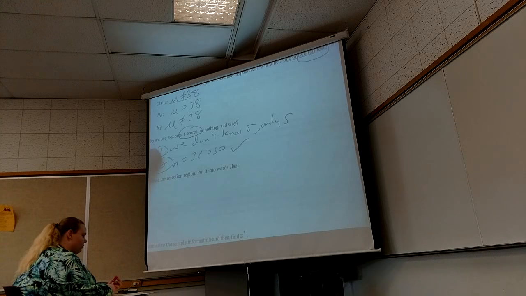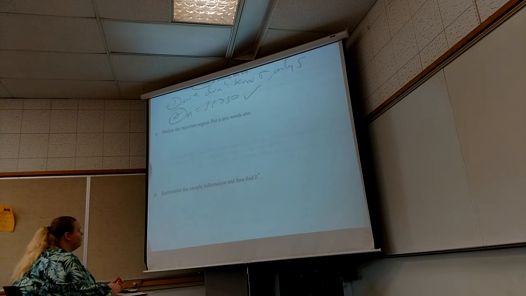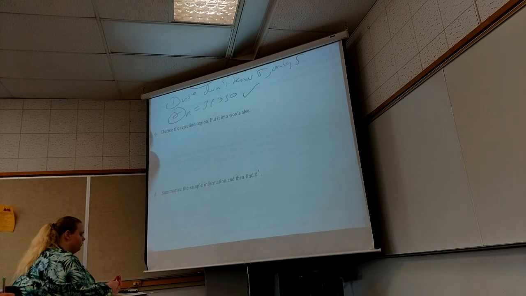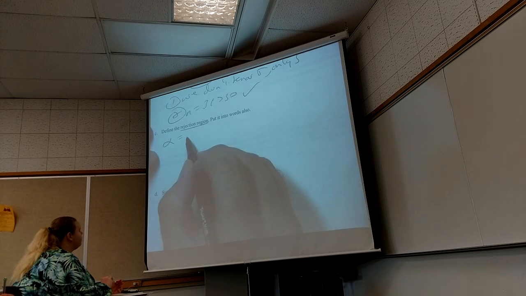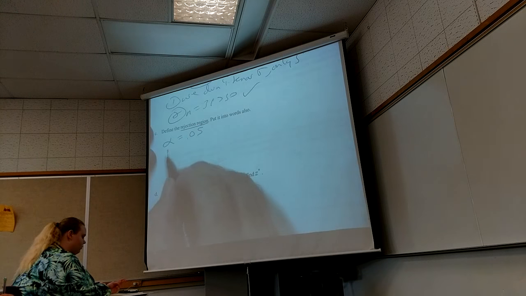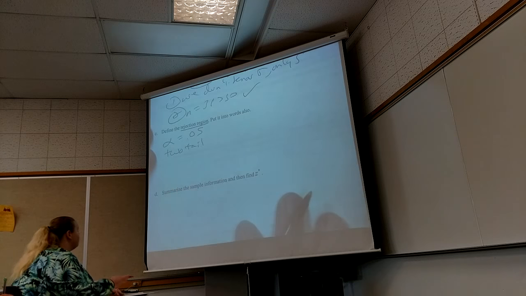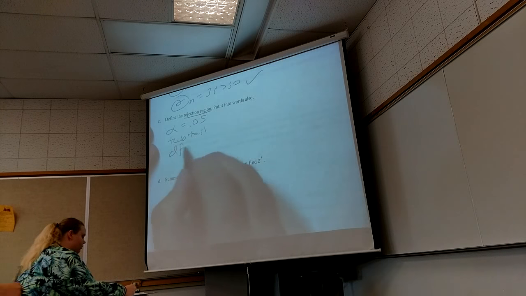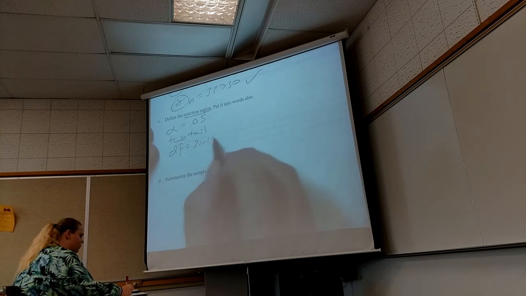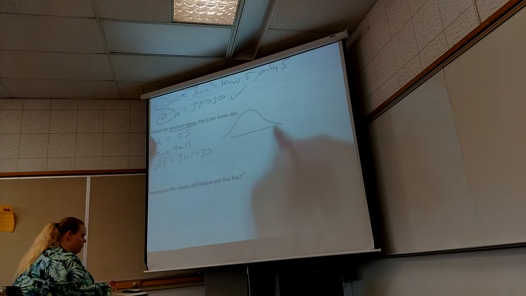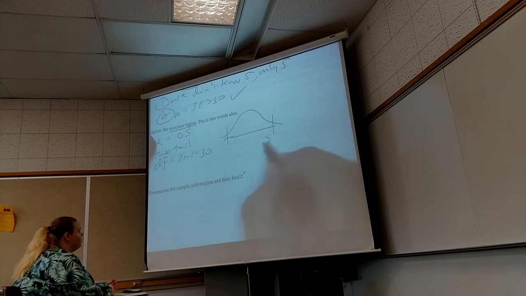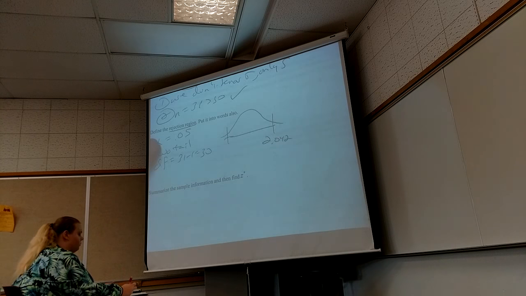This guy depends on alpha. What's alpha? 0.05. It's a two-tail, so I know where to look on the chart. Degrees of freedom. 30. Good. So when I look that up, what do you guys get? 2.042. Negative 2.042, positive 2.042. Yes.